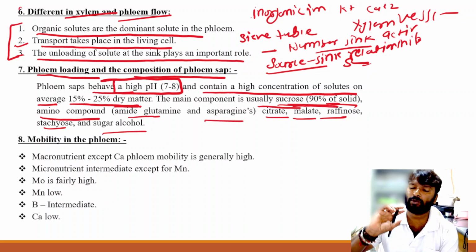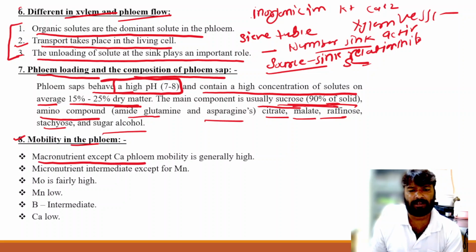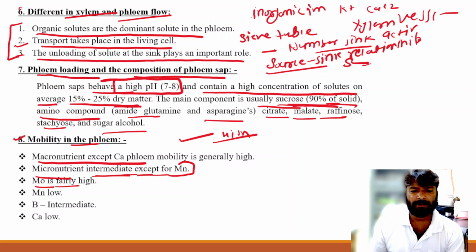Whereas in xylem sap, mainly inorganic ions like cations and anions. Okay, next point is the mobility in the phloem. So macronutrients except calcium can all be moved. Okay, so mobility is high. Micronutrients are mainly of intermediate mobility except for manganese. Molybdenum is fairly high, manganese is low, boron is intermediate and calcium is low. So this is the mobility in the phloem.